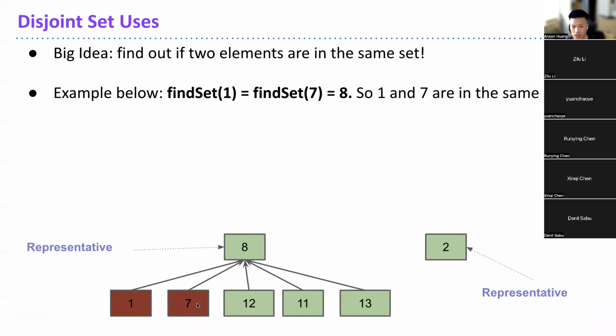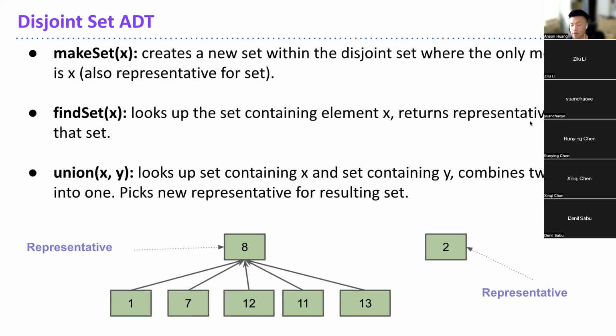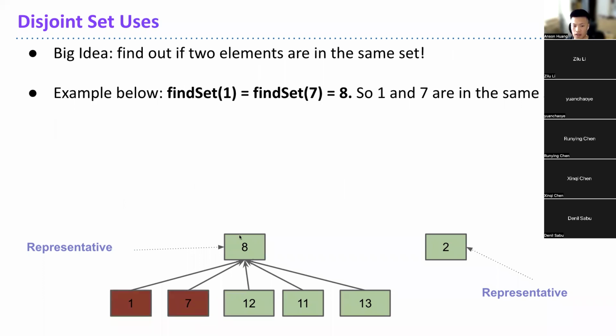on 7. And recall that find set returns the representative of the set that it is in. The representative of the set that 1 is in is 8. The representative of the set 7 is in is 8. So that means they are both in the same set.